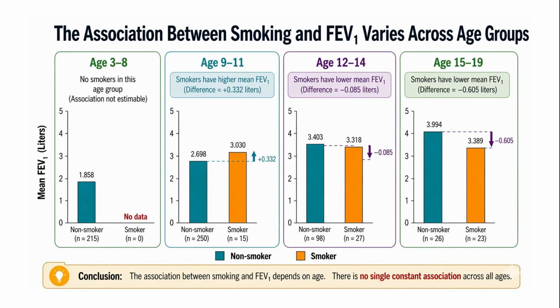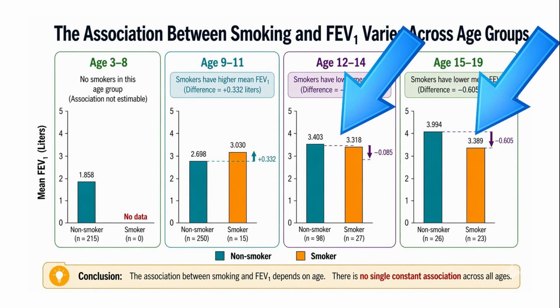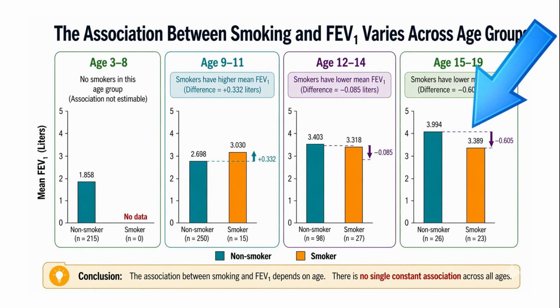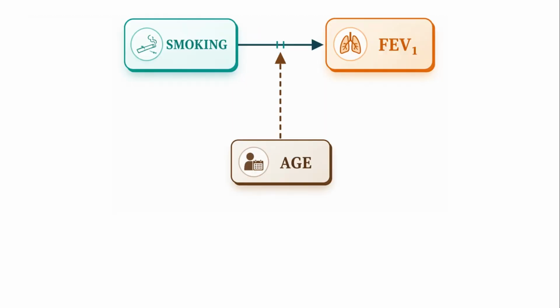We also observe that the association between smoking and FEV₁ differs across age groups. Smoking is associated with slightly higher FEV₁ in younger children, but lower FEV₁ in older children, with the largest difference in the 15 to 19 group. Taken together, the association between smoking and FEV₁ is not constant, but depends on age.